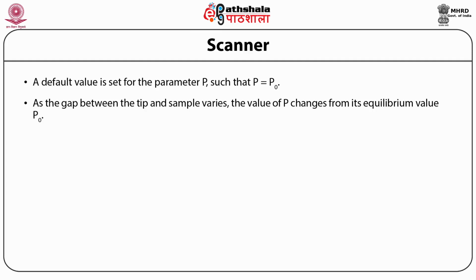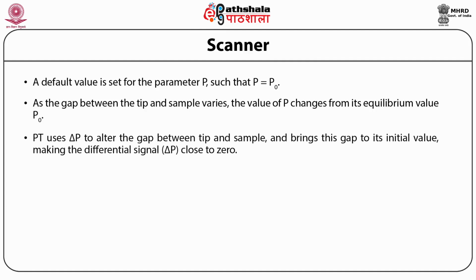The change in P, or delta P, is fed to the feedback system, which then amplifies it and feeds a piezo transducer, that is PT. PT in turn controls the gap between tip and sample. PT uses delta P to alter the gap between tip and sample, and it brings this gap to its initial value, making the differential signal delta P close to 0.